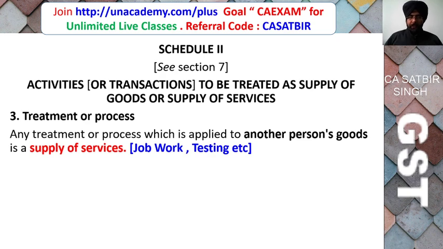Treatment or process. Any treatment or process which is applied to another person's goods is a supply of service. Example is job work and testing services.